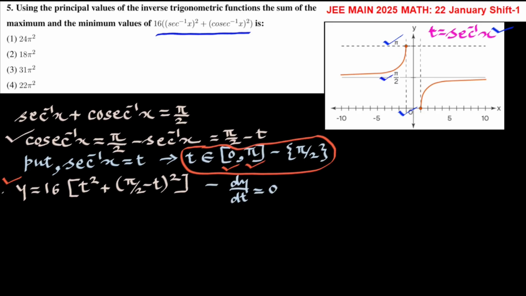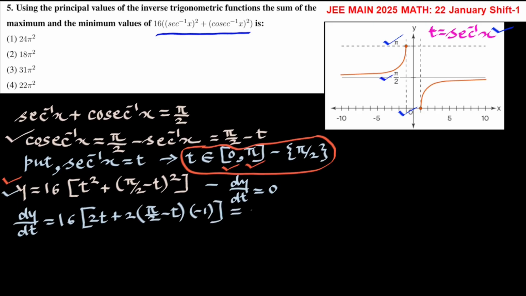So differentiating this y with respect to t, dy by dt equals 16 times [2t plus 2 times (pi by 2 minus t) into the derivative of (pi by 2 minus t), which is minus 1] equals 0. So this will be 16 into 2t plus 2t, 4t minus pi equals 0. 4t equals pi, t equals pi by 4. So we will also check y at t equals pi by 4.